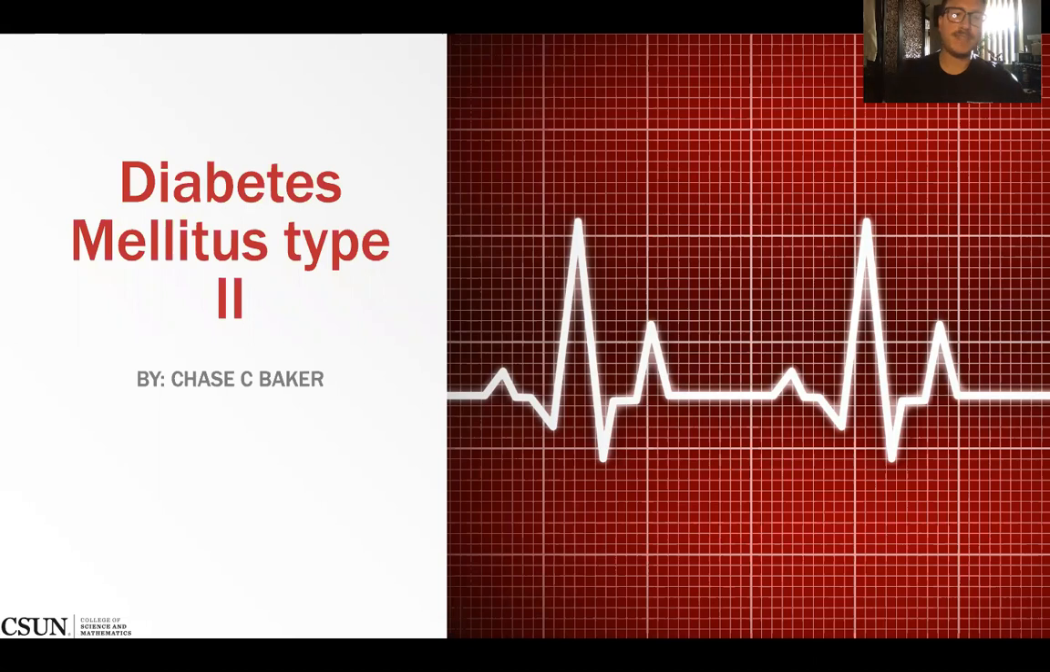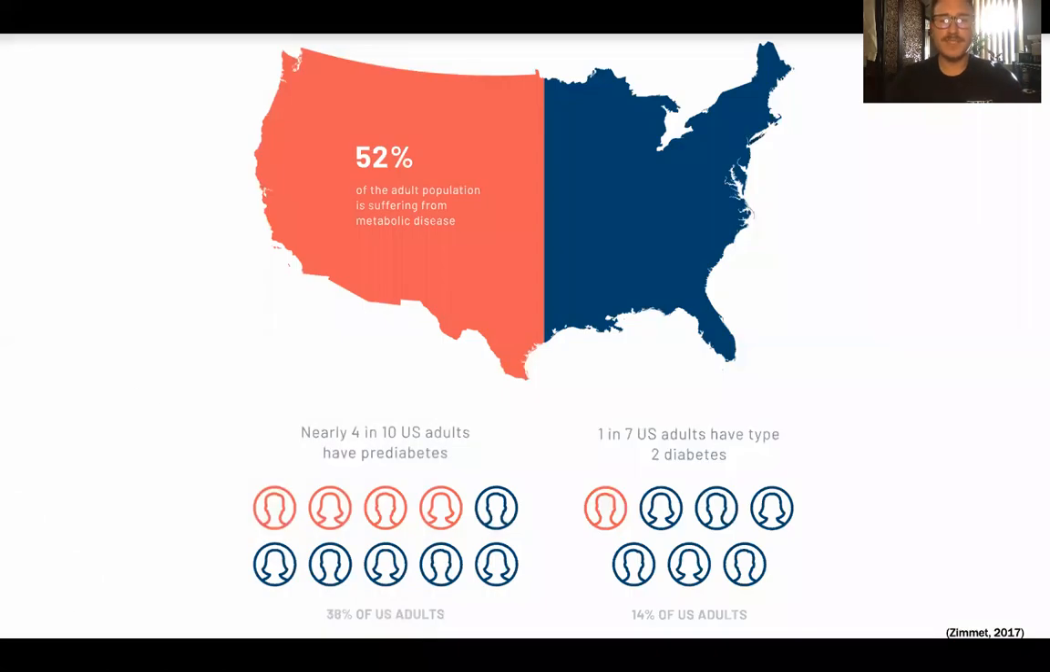Today I'm going to be talking about diabetes mellitus type 2. In 2016, an estimated 1.6 million deaths were directly caused by diabetes. Another 2.2 million deaths were attributed to high blood glucose in 2012. The World Health Organization estimates 30 million adults have diabetes and 84 million adults are living with prediabetes. That's 1 in 7 US adults that have diabetes type 2.